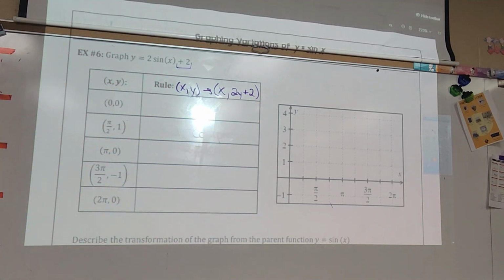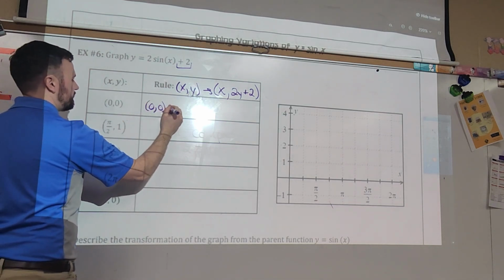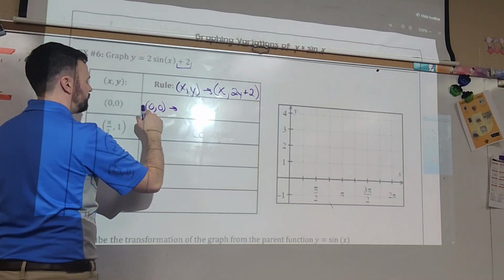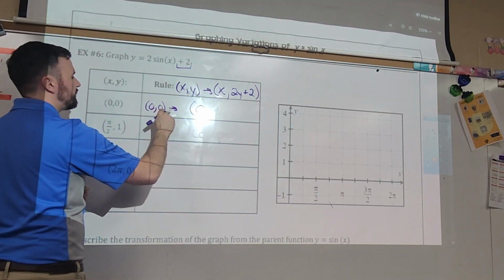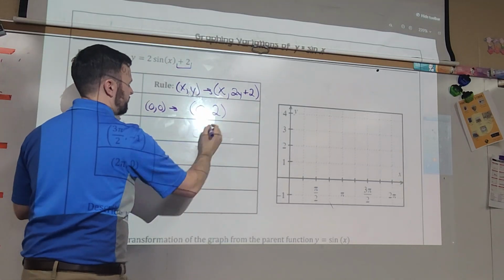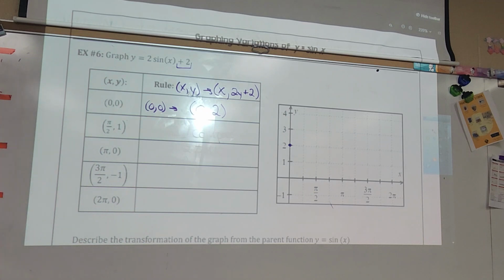You guys could have been doing this with any transformation, right? And just treating it that way. But there's not 5 key points in other transformations. There's 1 or 2. So what's 0, 0 going to go to? My 0 is going to stay. What's 2 times 0 plus 2? 0, 2. Mr. Wilger, that's not an intercept.